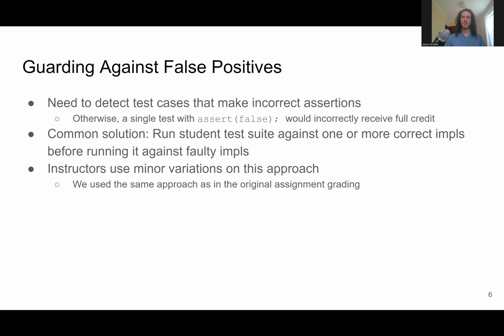An important aspect of these grading scenarios is guarding against false positives. Otherwise, invalid test cases could cause students to receive a higher score than they actually should. A common strategy to prevent this is to run the student test suite against a correct implementation first. In some course assignments, test cases that displayed false positives, that is, the test case fails when run against a correct implementation, were thrown out, and the remaining valid test cases were run against the faulty implementations. In other course assignments, student tests had to be completely free of false positives to receive any credit.